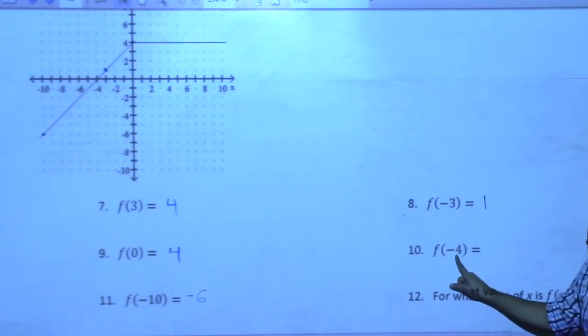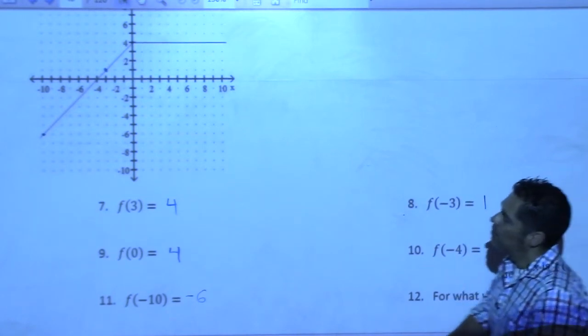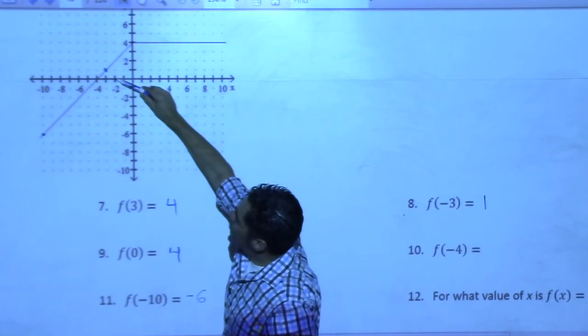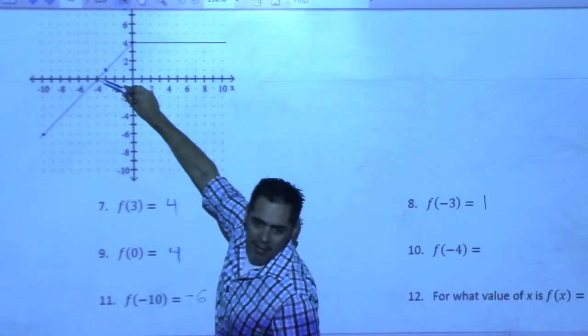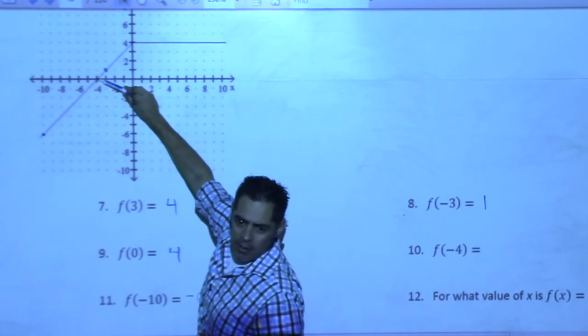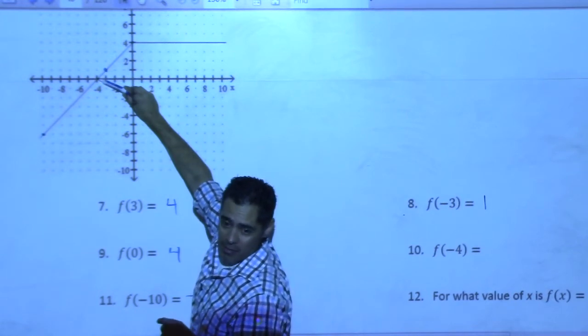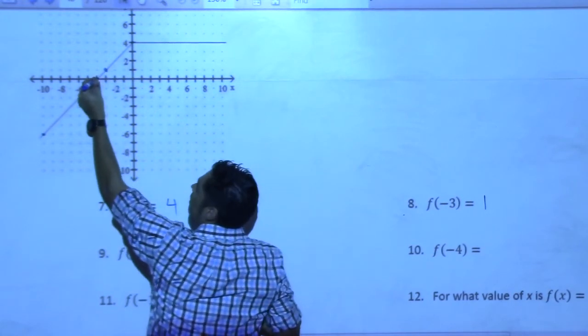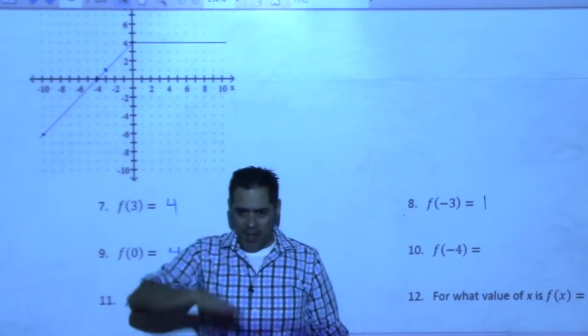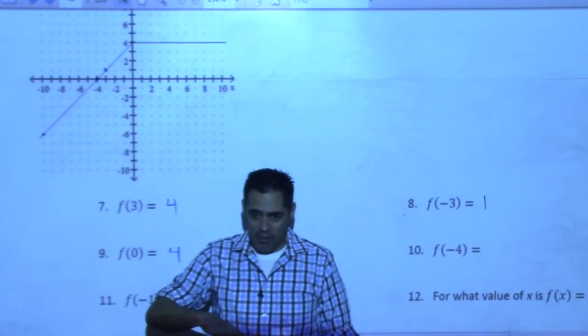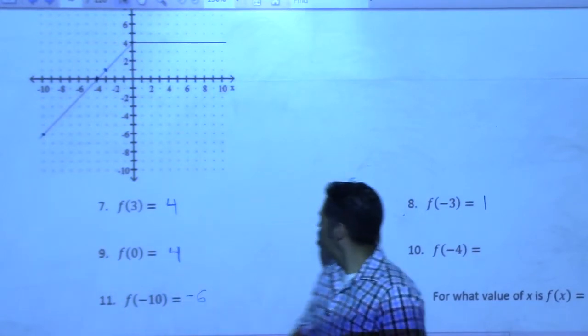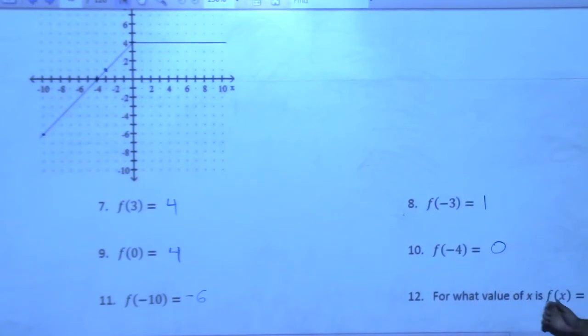So you're going -4 on the x-axis, right? So 1, 2, 3, 4, and then where's your graph? It's right there, isn't it? Like you're on it, aren't you? So I'm going to draw a dot. How high up off the ground is that dot? It's not, right? So we just say 0. Everyone clear? Okay, there's more?